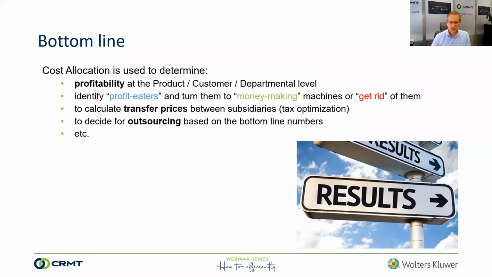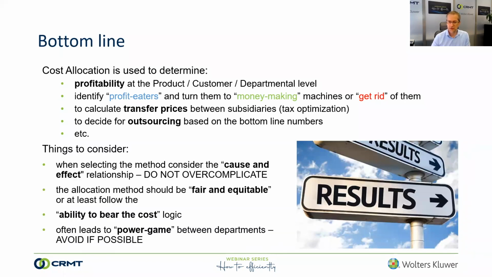Things to consider when selecting the allocation method: you should consider the cause and effect relationship. The rule of thumb here is do not overcomplicate things. The allocation method should be fair and equitable, or at least should follow the ability-to-bear-the-cost logic. So how much cost can we allocate to a certain department so that we are not overkilling them? Cost allocation often leads to a power game between departments. Avoid this if possible.